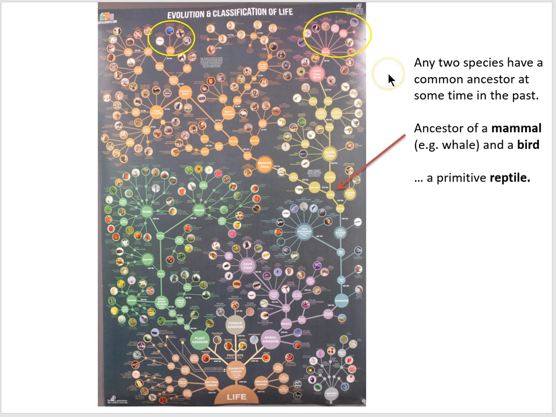Now, Darwin's claim, of course, then, is that any two currently living species have a common ancestor at some point in the past. So, for example, if we take a whale, a mammal here, and any kind of bird, they will have a common ancestor. You just go down the bird branch, go down the mammal branch, and where they converge would be the common ancestor, in this case, a primitive reptile.